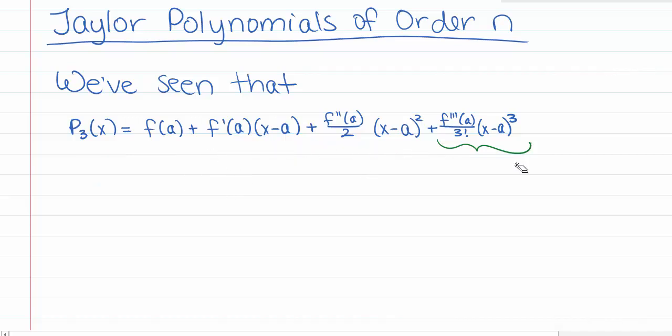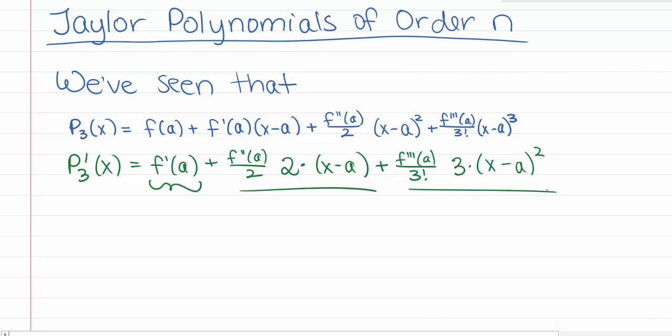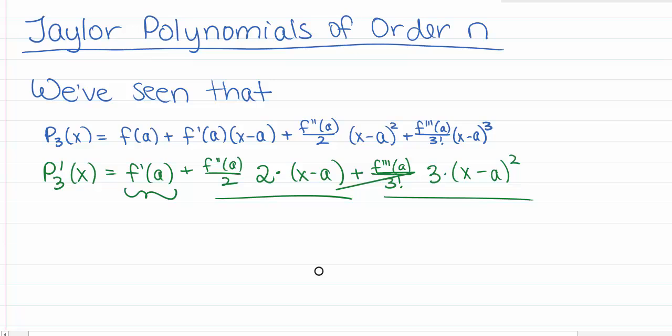Let's look then at the derivative. If we look at P3 prime, then the f of a term disappears because it's a constant. We get f prime of a, x minus a goes to 1, plus now we have f double prime of a over 2, times, now when we take the derivative of x minus a squared, we bring down a 2, and we're left with an x minus a. And when we take the derivative of x minus a cubed, we're going to bring down a 3 and be left with an x minus a squared. And now if we were to plug in a, we would keep the f prime of a, and all the other terms would disappear because they have an x minus a in them.